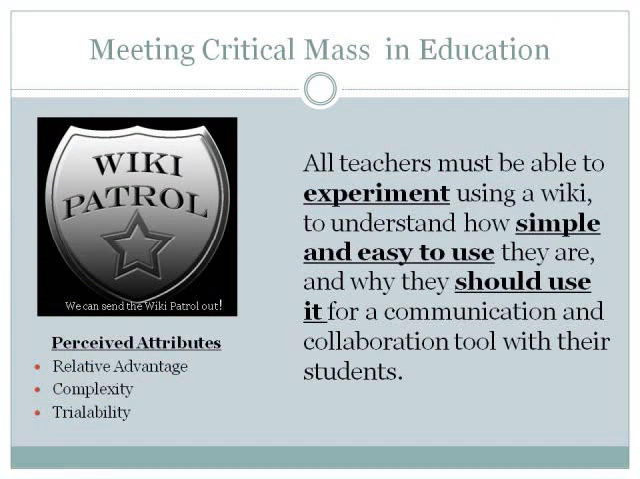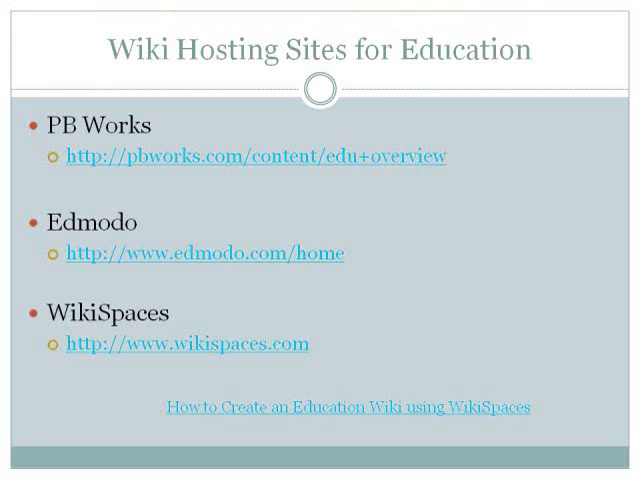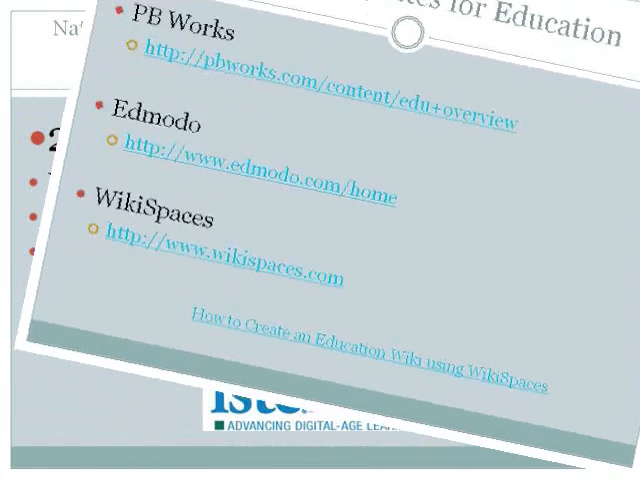In order to meet critical mass in education with using wikis, we must focus on 3 perceived attributes: relative advantage, complexity, and trialability. This will allow all teachers to experiment using wikis to understand how simple and easy they are to use and why they should use them for communication and collaboration tools with their students. This slide shows a few wiki hosting sites for education that teachers can experiment with. I have also included a link in my PowerPoint presentation on how to create an education wiki using Wikispaces.